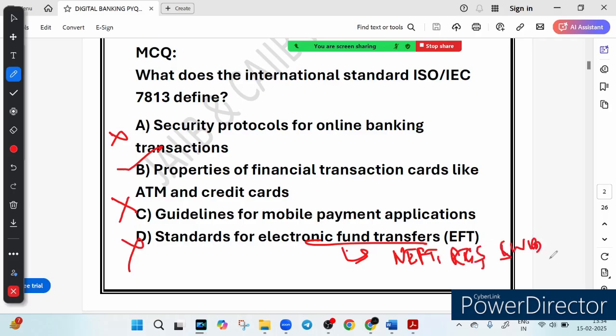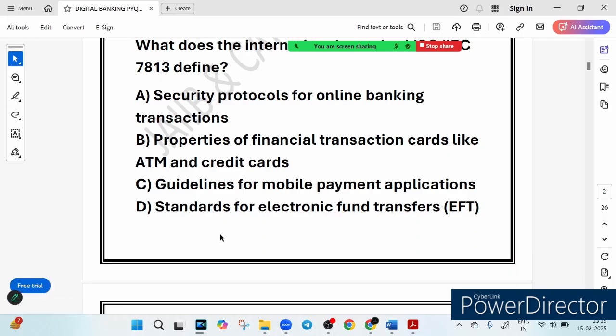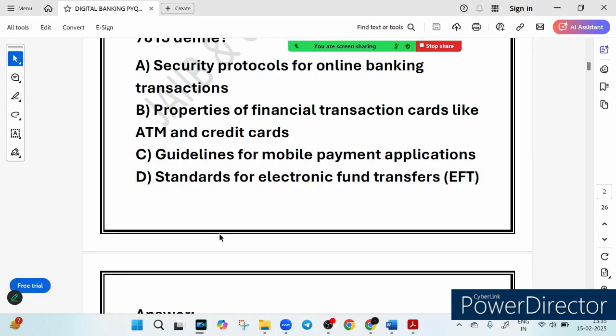But ISO 7813 does not regulate this, right? So what we learned from this question is that ISO 7813 defines the physical and technical properties of financial transaction cards, that is credit card, debit card, ATM card. It does not cover the security protocol. It does not cover the rules for mobile payment apps. It does not define standards for electronic fund transfer. So now you know what ISO IEC 7813 clearly defines.